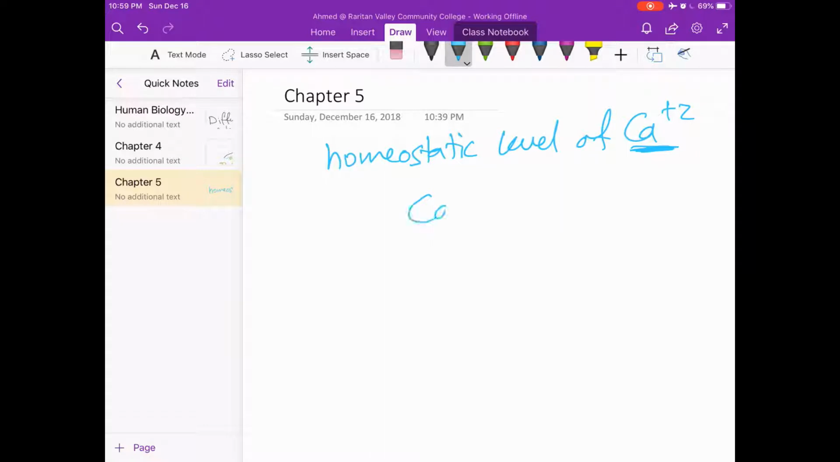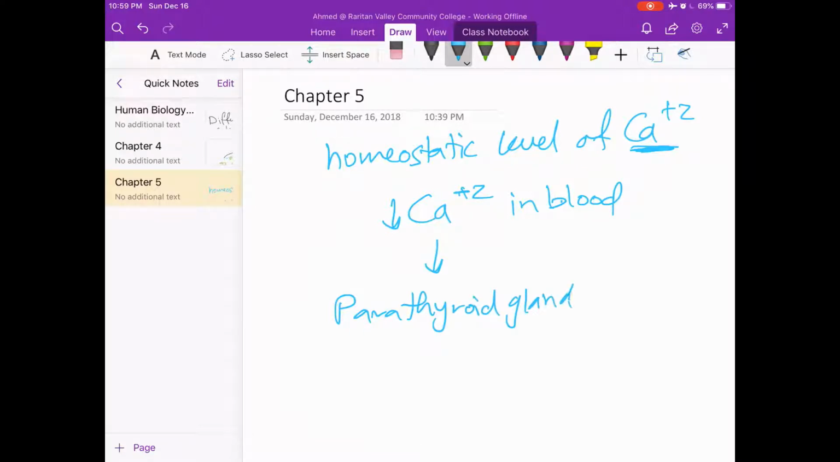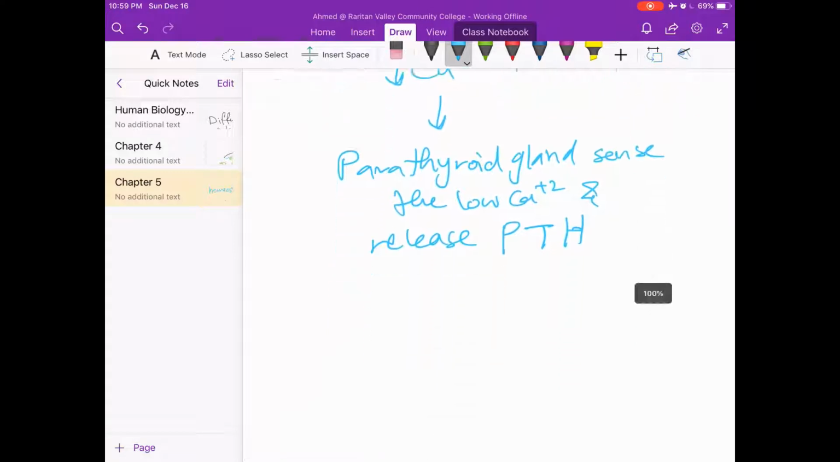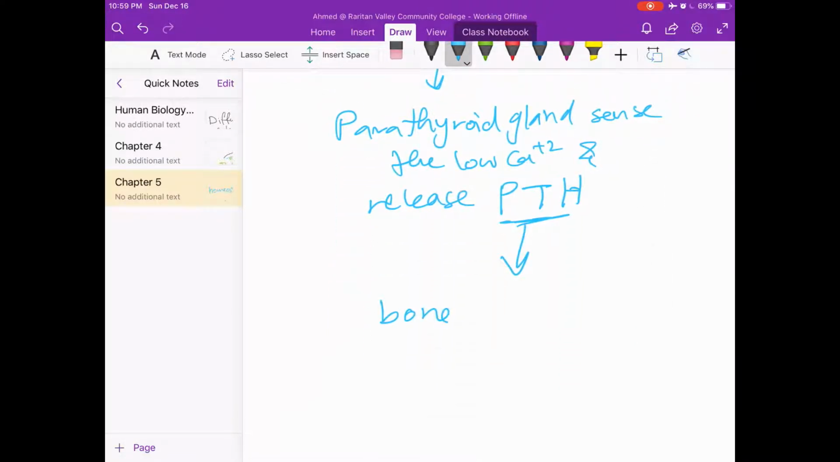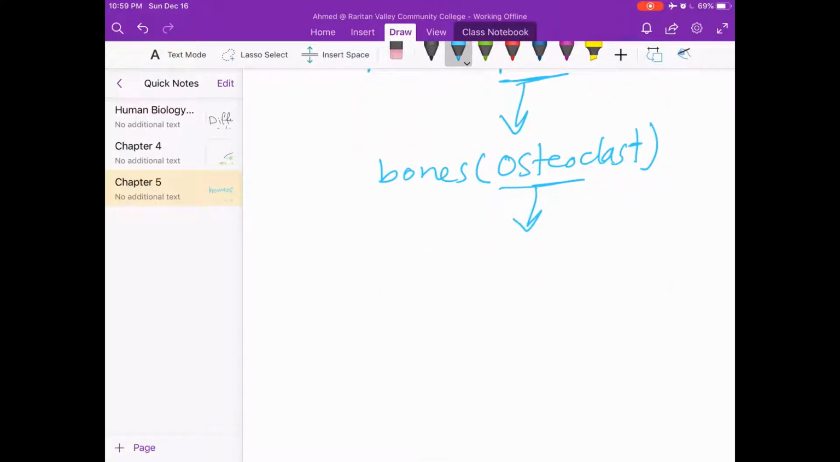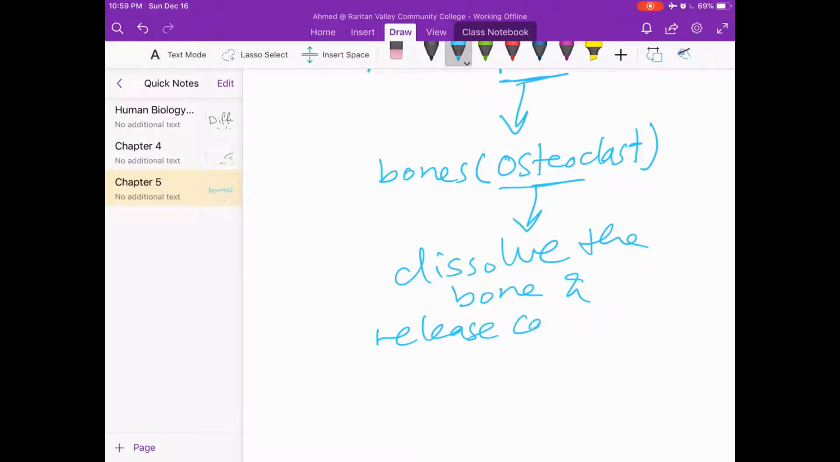So for some reason, sometimes this calcium is low in the blood. What will happen? The parathyroid gland will sense the low calcium level and release parathyroid hormone. Parathyroid hormone will go to the bones and technically to the osteoclast, and these cells will dissolve the bone and release calcium back into blood, which will lead to increased calcium levels in the blood. Okay, so this is how the parathyroid hormone works.